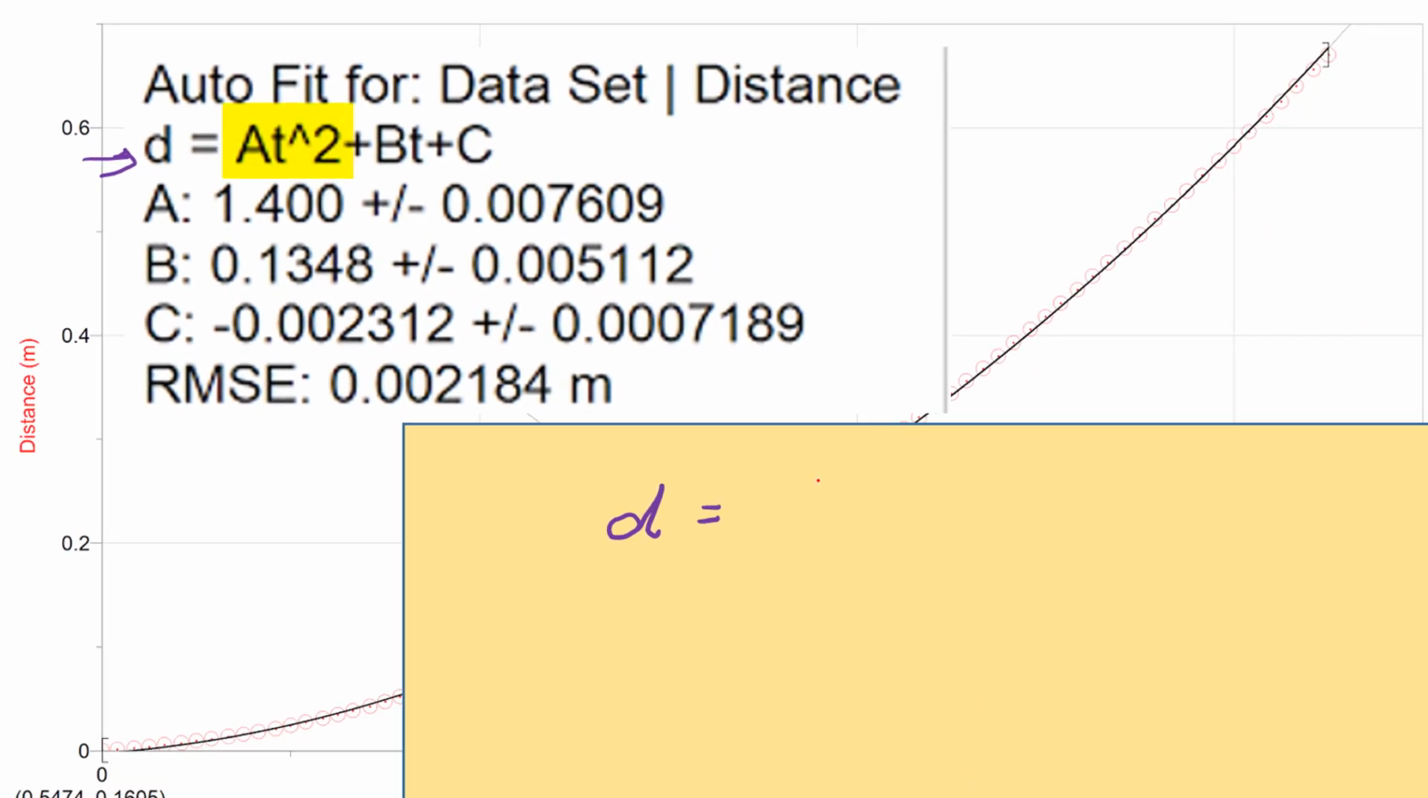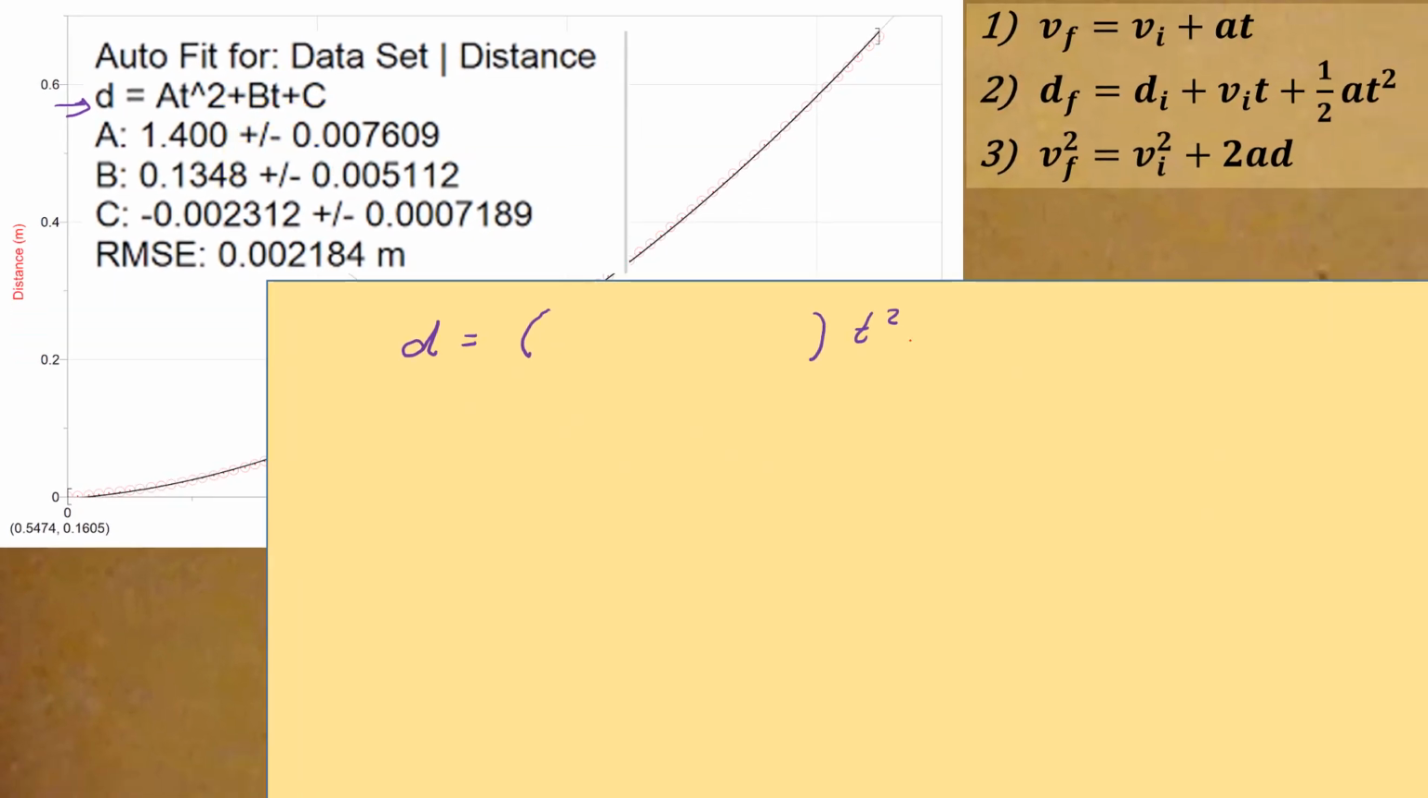And it's got some number, a, times t squared. Then our second term, we've got some number, b, times t. And then for our final term, we just have some number. So now we have to fill in those numbers. So again, graphical analysis gave us a number for a.